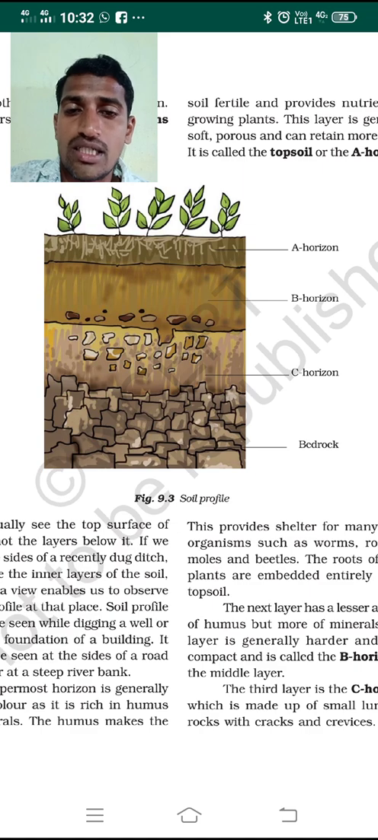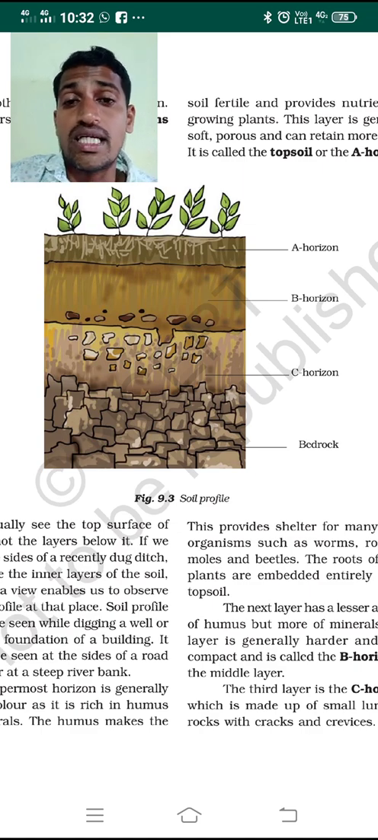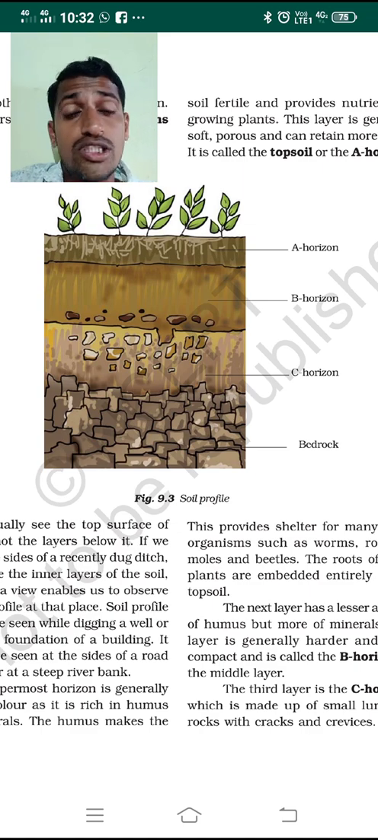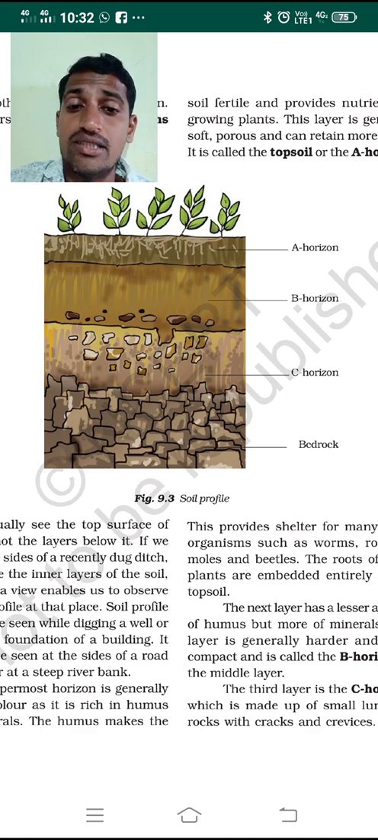Dear students, try to observe this. This is the vertical section of the soil which shows the distinct layers of the soil. We call them what? Horizons. Horizon A, horizon B, horizon C, and finally bedrock. It is the bottom portion of the soil.